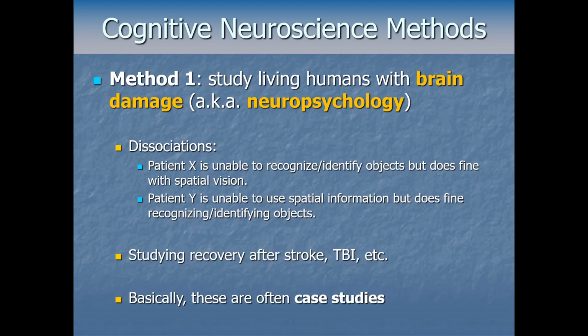So if patient X has damage to a specific place, like the lower pathway out of the occipital lobe, and patient Y has damage to a different part, the upper pathway out of the occipital lobe, then we have some evidence that those functions are specific to those areas. We start to map out how the brain lets us do things like visual perception or categorizing objects.